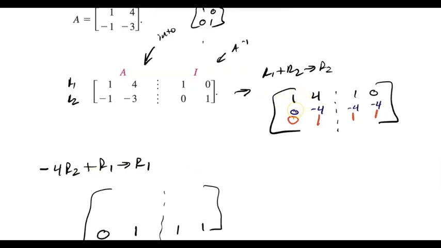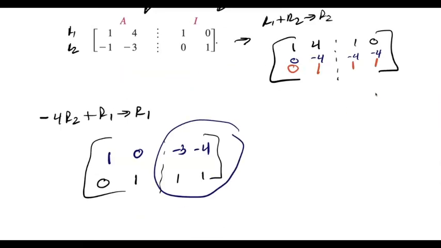1 plus 0 is 1. 4 plus -4 is 0. 1 plus -4 is -3. And then -4 plus 0 is -4. And this is my inverse.